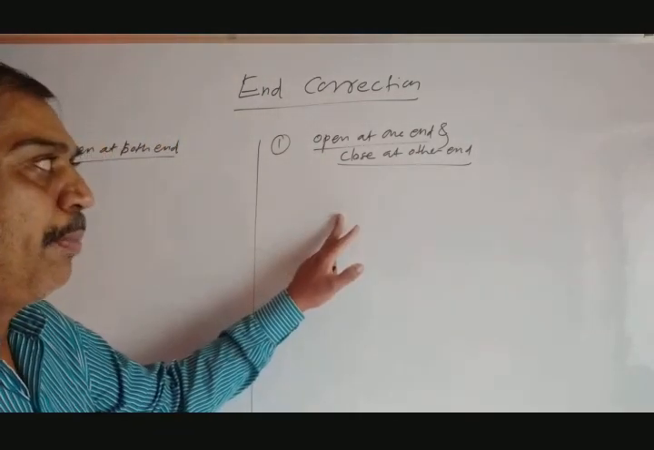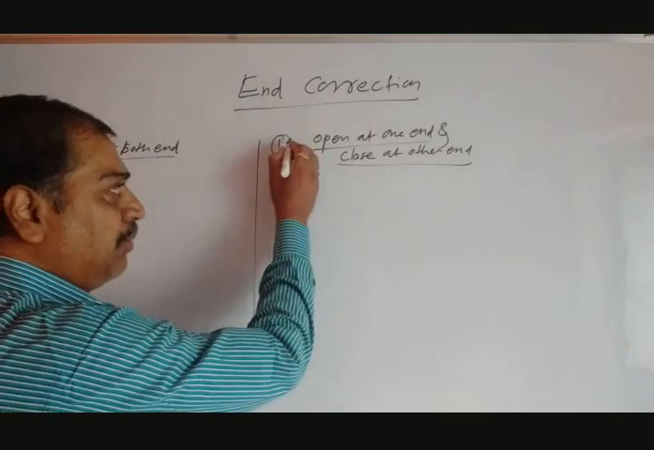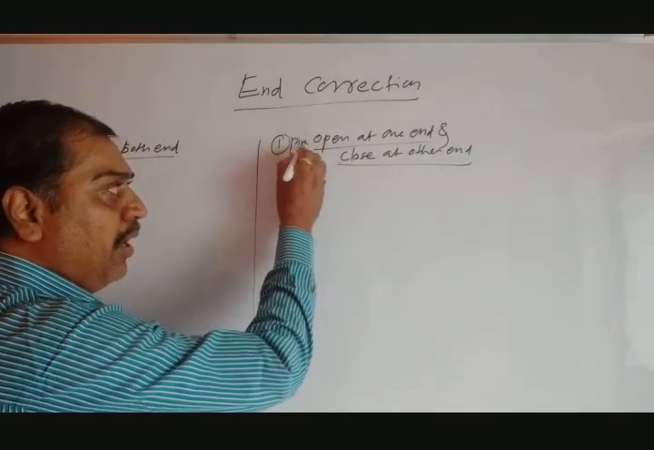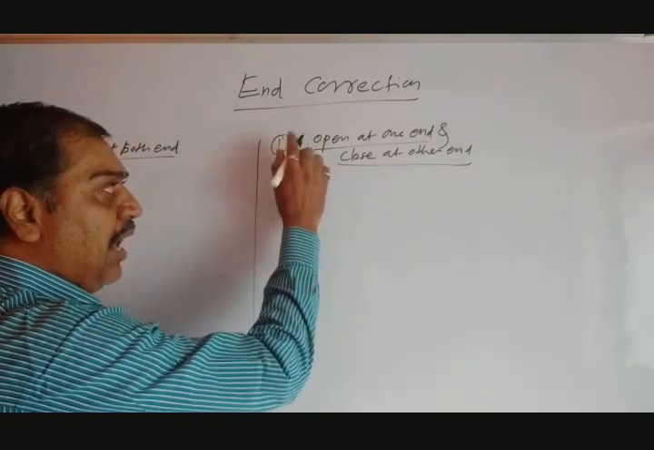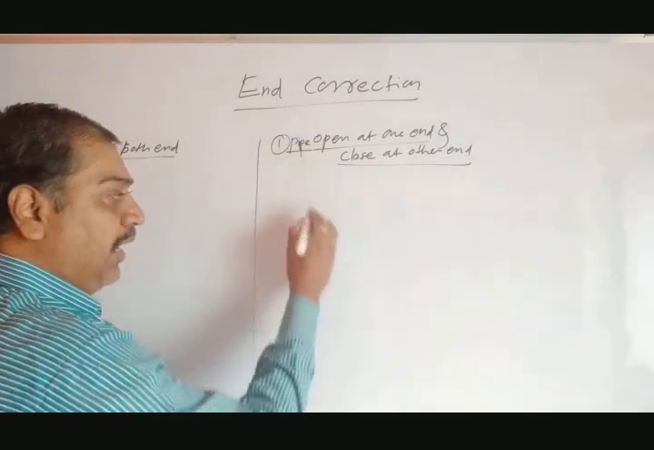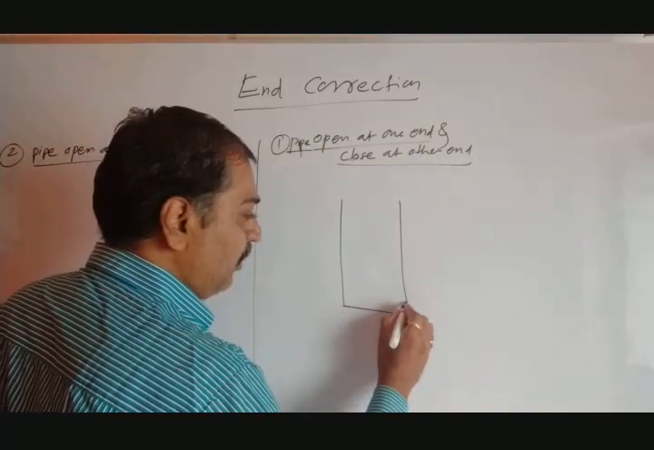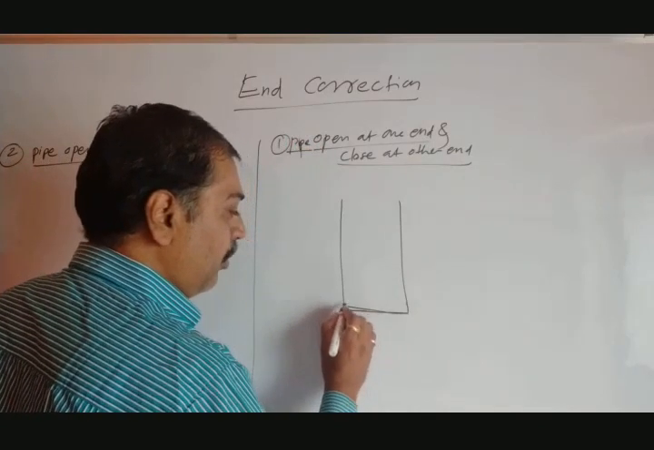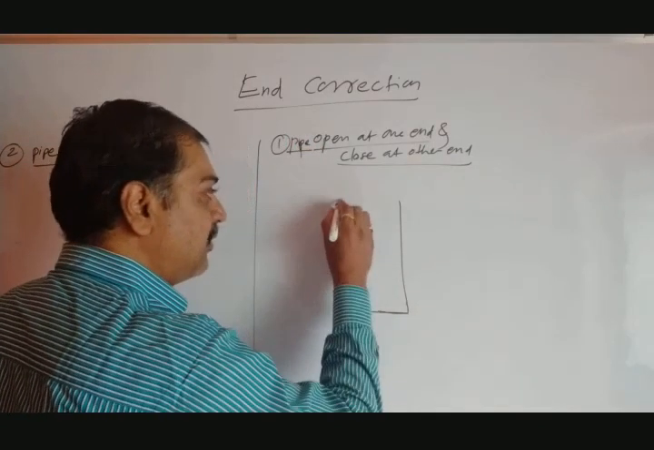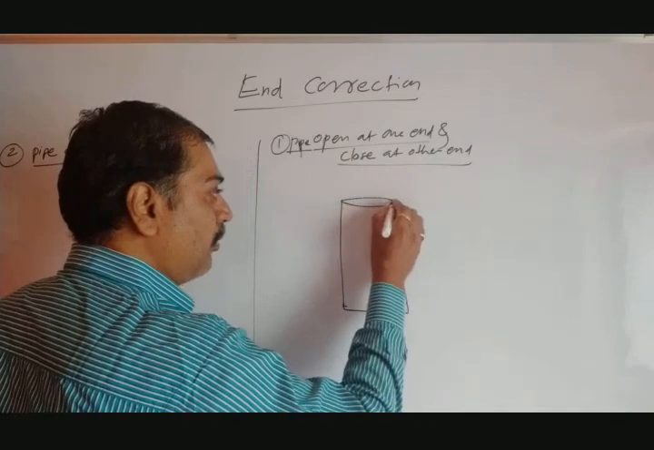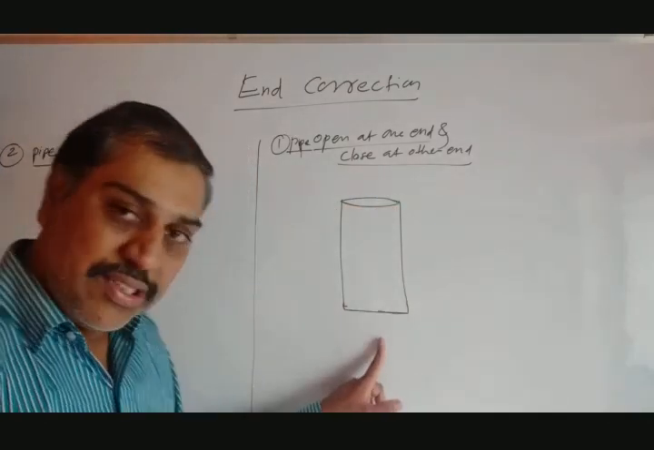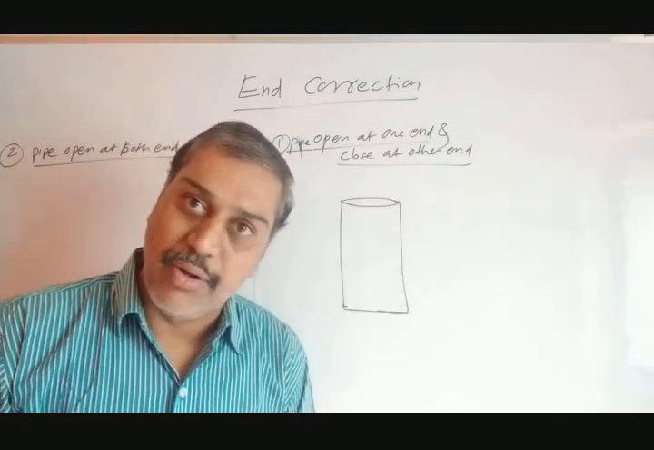What is a pipe open at one end? This might be the pipe open at one end and closed at the other end. Let us draw it. You can draw this pipe. Here this is the closed end. The pipe is closed at the bottom and open at the top. So this is said to be a pipe closed at one end, open at the other end.